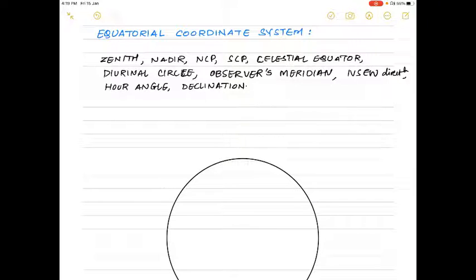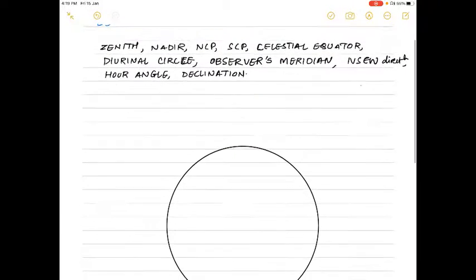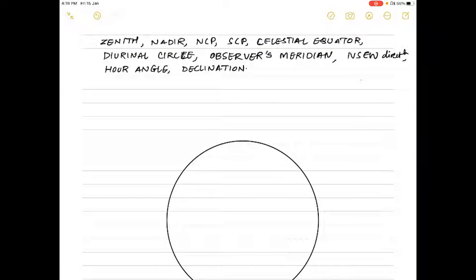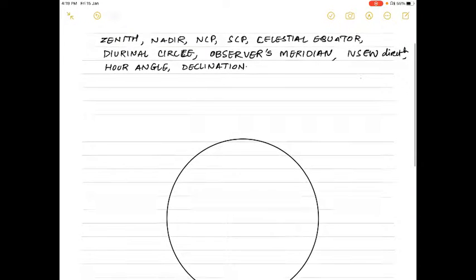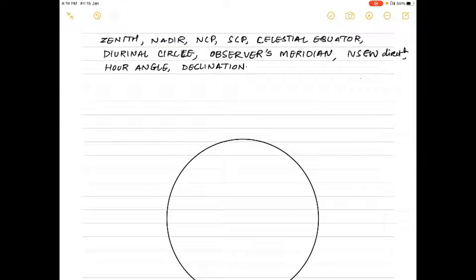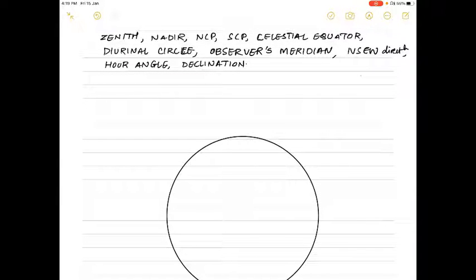Again, in the equatorial coordinate system, there are two types. One is called the local equatorial coordinate system. The second one is the universal equatorial coordinate system. Before starting with the equatorial coordinate system, we should know certain basic concepts or terms which are used while finding the equatorial coordinates. I have listed those on the screen. Some of these we saw while studying the horizon coordinate system, but we will do a quick revision of those.